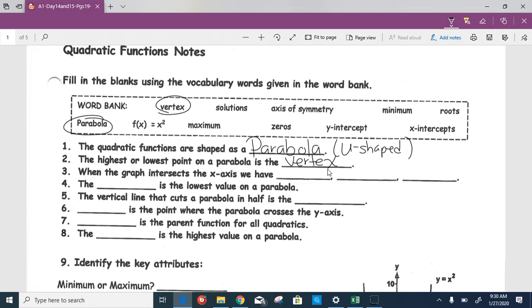When the graph intersects the x-axis, we have a couple of names for this. The first one would be called the x-intercept. I'll go ahead and abbreviate that here with x-i-c-p-t. It's also called the zeros, and it's also called the roots.